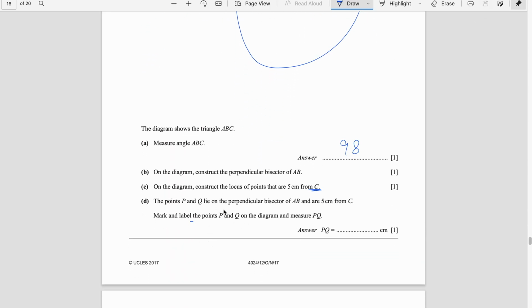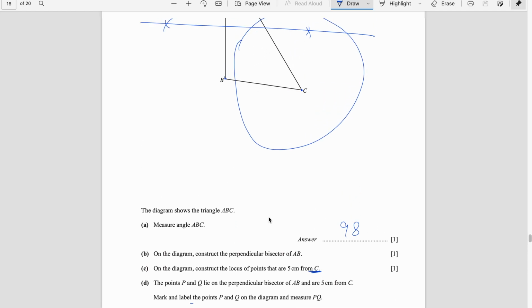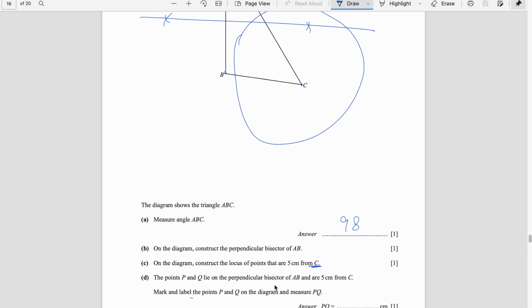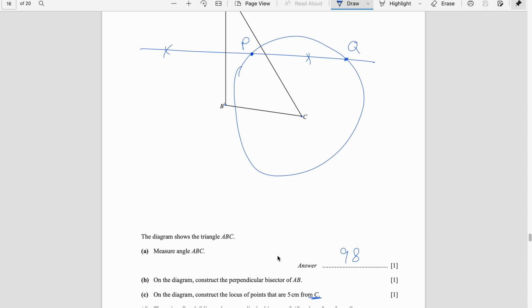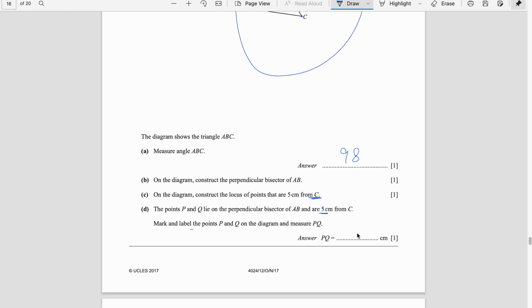The points P and Q lie on the perpendicular bisector, okay? Then it says on the perpendicular bisector of AB and are 5 centimeters from C. Mark and label P and Q and measure PQ. So this is the point which is 5 centimeters from C and on the perpendicular bisector, this is the other point. One of these is P, the other is Q. And whatever the length would be, measure this length and write it here.